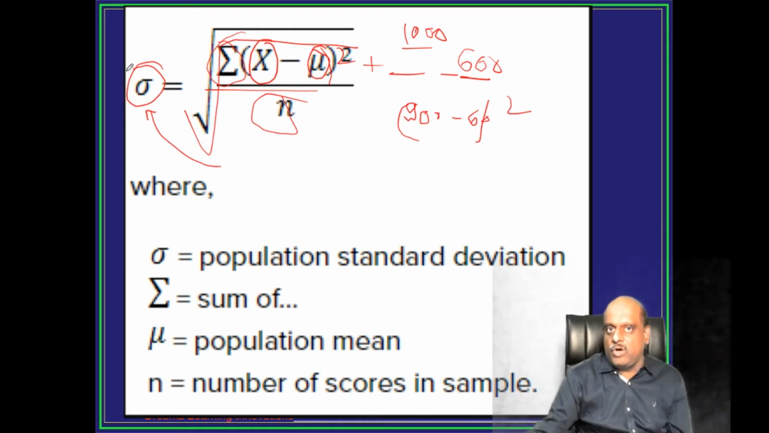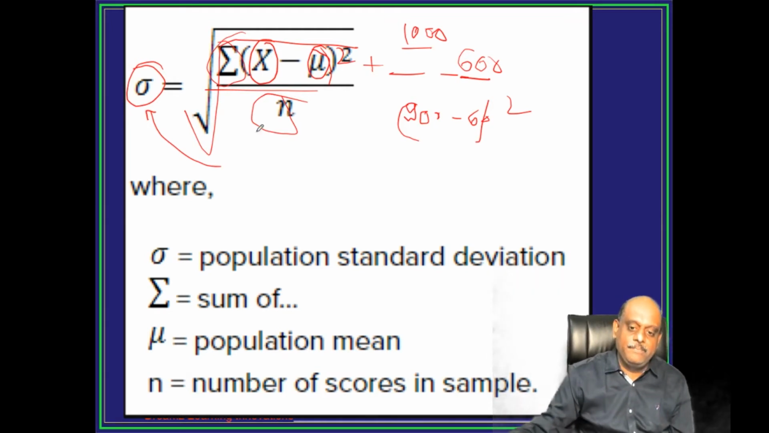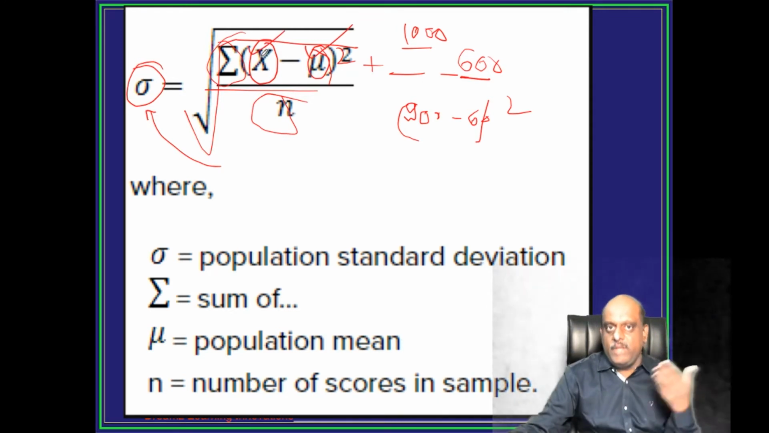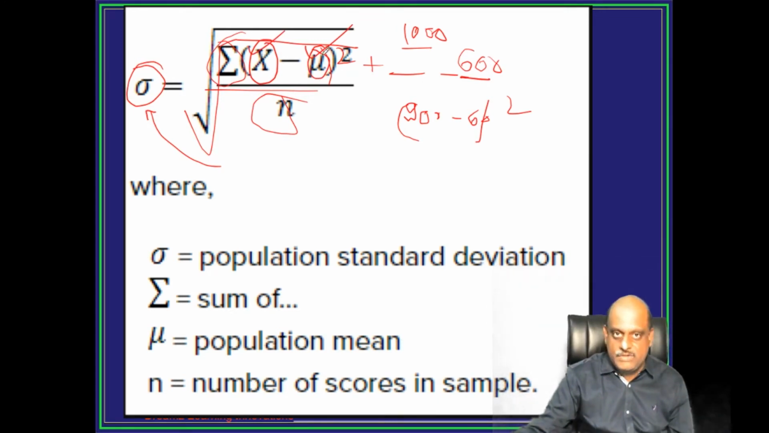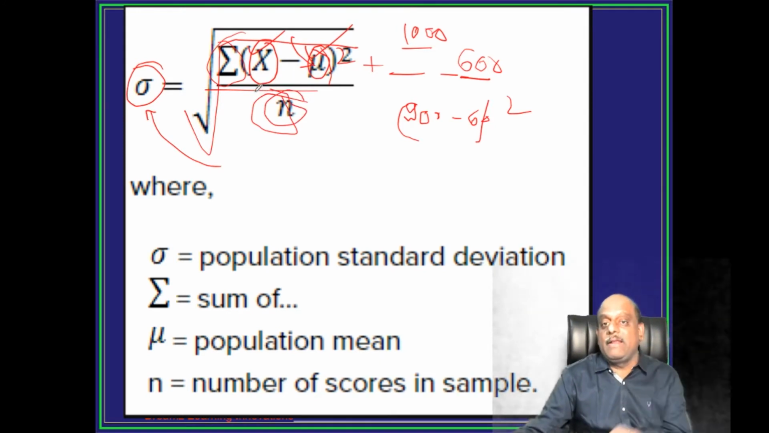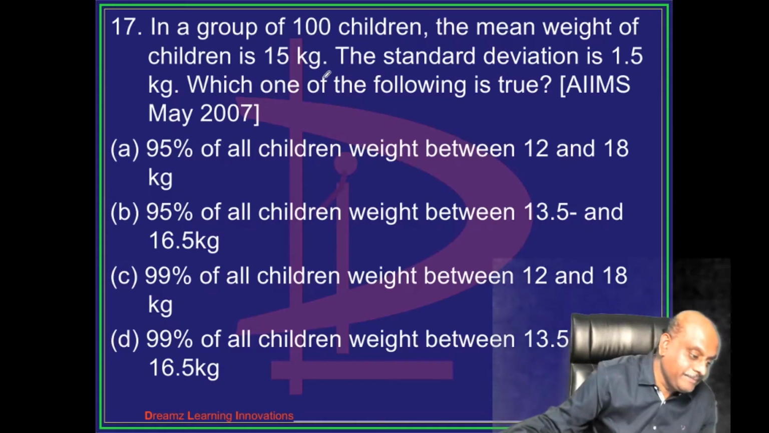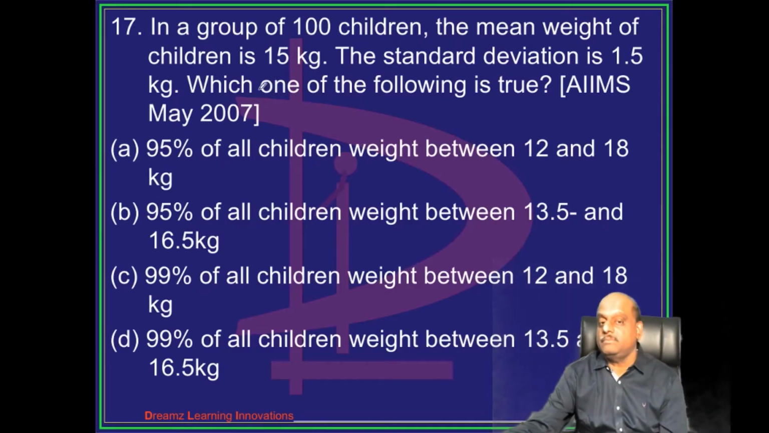So it is dependent on what? It is dependent upon the actual value, the highest and lowest value of the persons, so the range, also on the mean value and the sample size. All of them are the determining factors of standard deviation, is what you should remember.